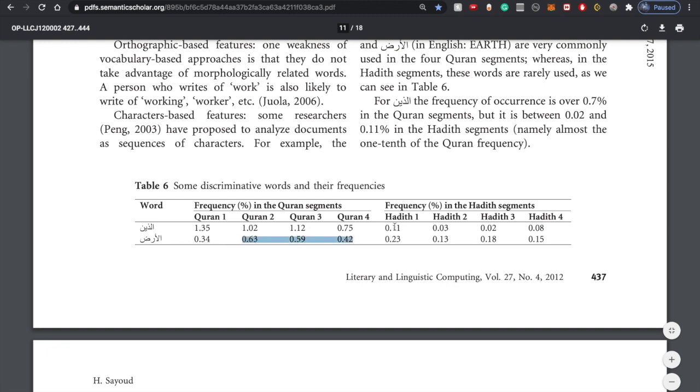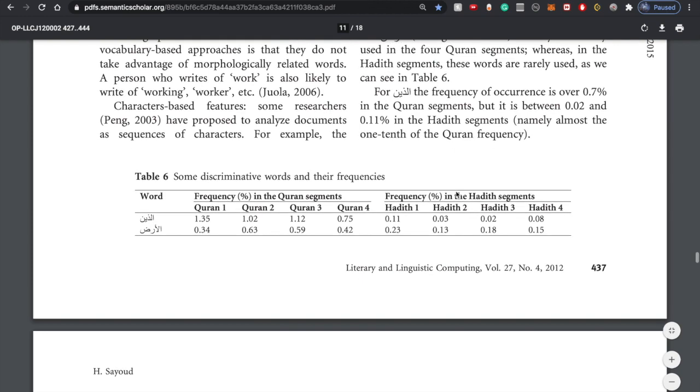But in the Hadith, very different story. So al-ard is used 0.23, 0.13, 0.18, 0.15. Al-lazina 0.11, 0.03, 0.02, 0.08. So you have these similar ranges amongst the Hadith, and very similar ranges amongst the Quran, but you can also tell they do not match. They do not match each other.